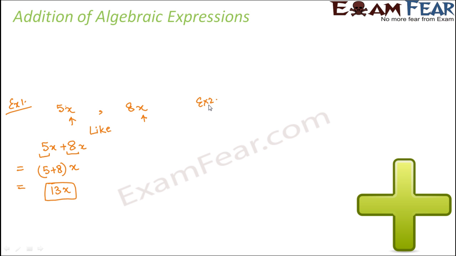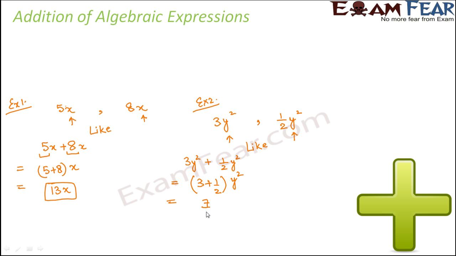So let's take the next example. Let's say you have one algebraic expression 3y square and you have another algebraic expression 1 by 2 y square. Here if you compare, you see again the algebraic factors are the same. Therefore these are like terms. So when you add them, 3y square plus 1 by 2 y square, what do you do? You add the numerical parts together, which is 3 plus 1 by 2, times y square. So what is 3 plus 1 by 2? That is nothing but 7 by 2. So 7 by 2 y square is the sum of these two expressions. Let's take one more example.